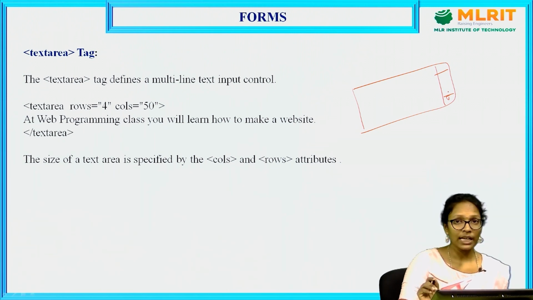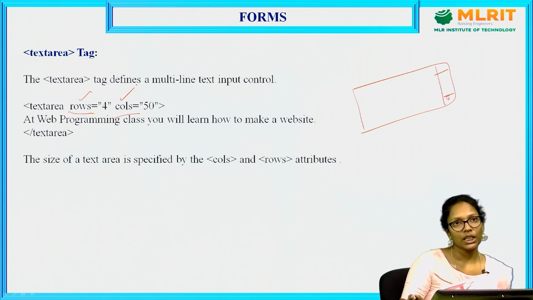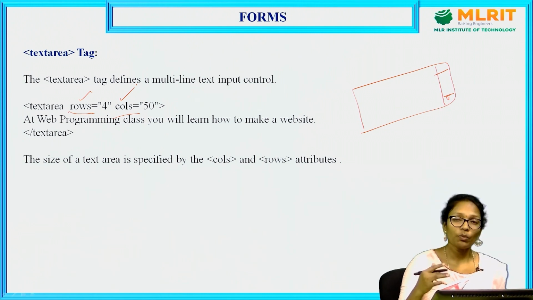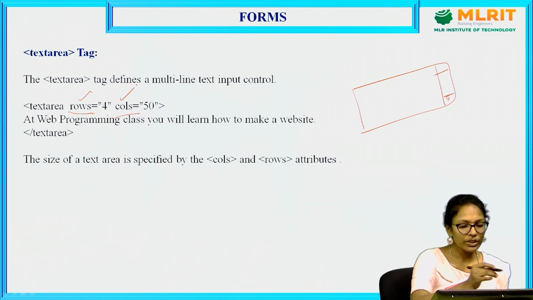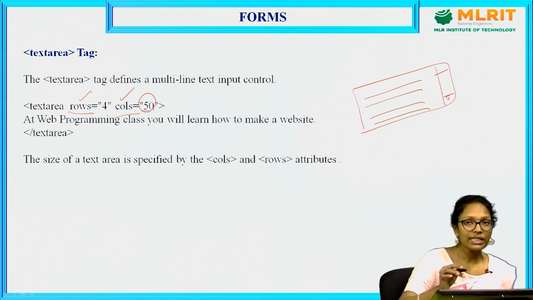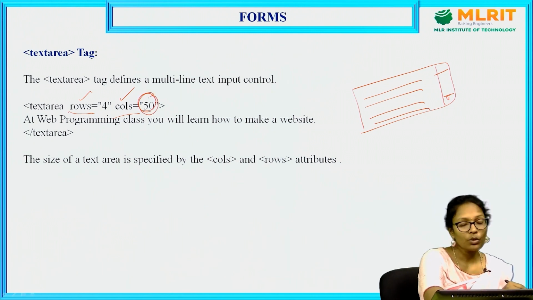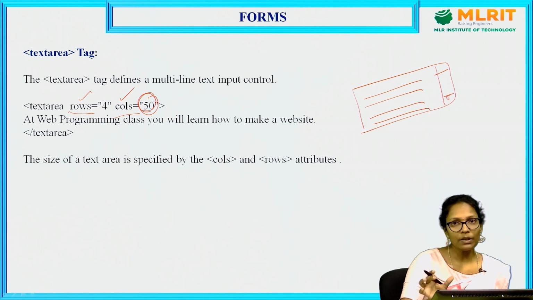So what is the syntax of text area? In the text area it takes two attributes: one is rows and the other one is columns. How many rows do you want to display initially? With 4 rows only, the default text area will be created. And columns means in each row, how many characters you want to write. You are allowing only 50 characters, and with that width only, the text area will be created.